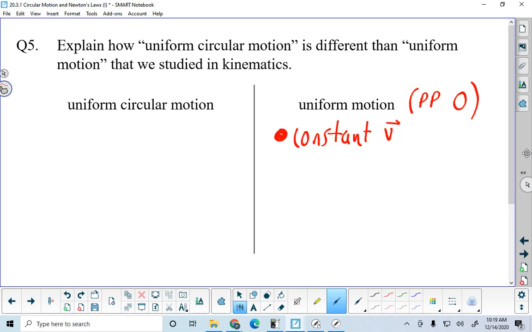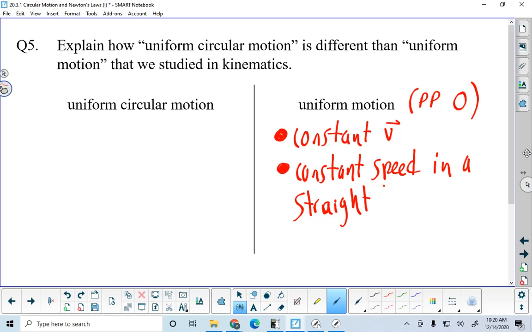So what that means, and part of me says we shouldn't have to write this, but I think we better: constant speed in a straight line. But this leads to something very important. How can I put this? When we first studied uniform motion, it was all just about objects moving at a constant speed in a straight line. And I seem to make a really big deal about this straight line thing.